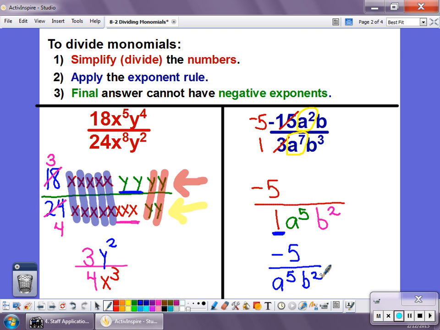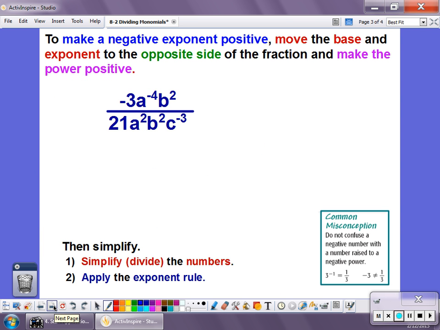Now, there's one last thing we need to think about, and that is negative exponents. You are not allowed to do these problems and have negative exponents. Sometimes they'll be given to you. Like if we look right here, we see we have a negative exponent. Or down here, we have a negative exponent. And in a problem, that's okay, but when you write a final answer, you're not allowed to have negative exponents.